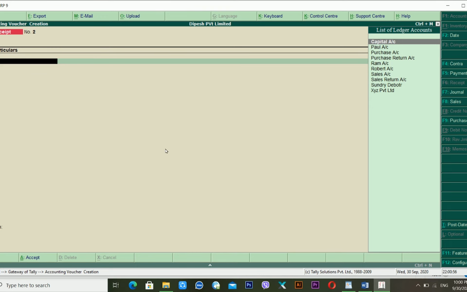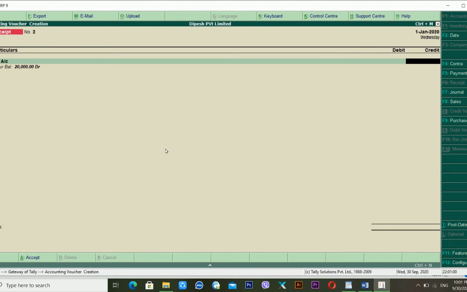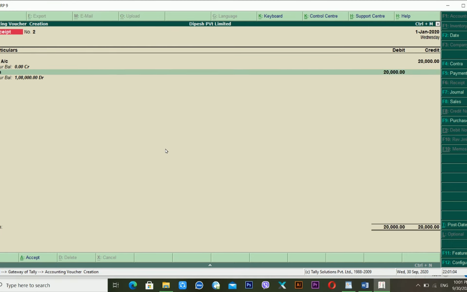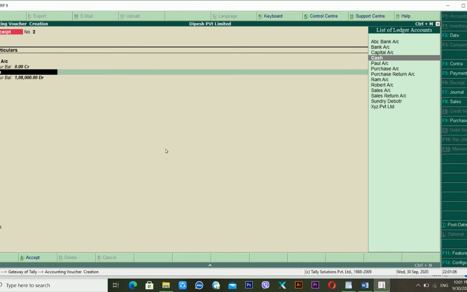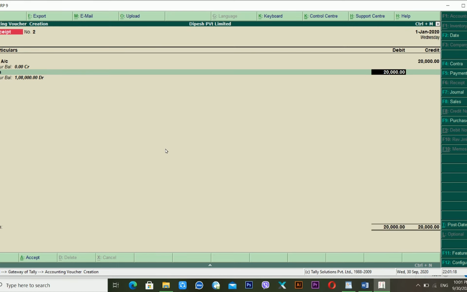So in the CR, Paul is giving us money. How much? 20,000. And he is giving us cash. But if he is issuing us a check, in that case you can check the bank account also, but this time he is paying us through cash, so that's why I am using the cash account.